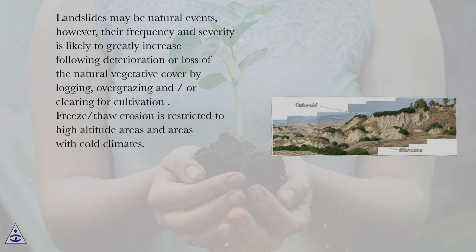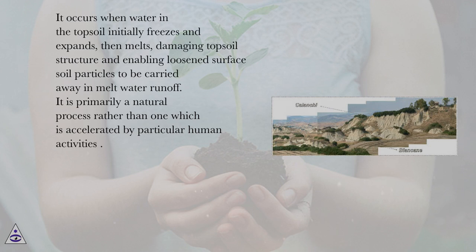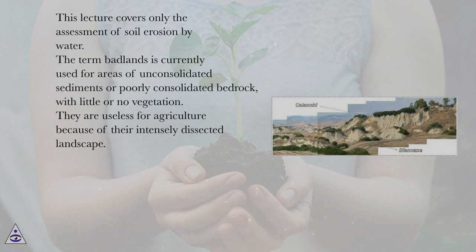Freeze/thaw erosion is restricted to high altitude areas and areas with cold climates. It occurs when water in the topsoil initially freezes and expands, then melts, damaging topsoil structure and enabling loosened surface soil particles to be carried away in meltwater runoff. It is primarily a natural process rather than one which is accelerated by particular human activities. This lecture covers only the assessment of soil erosion by water.